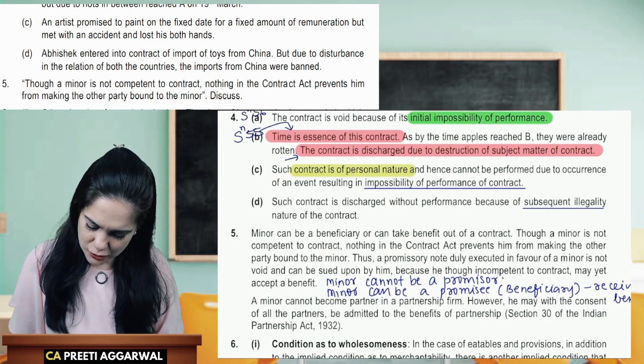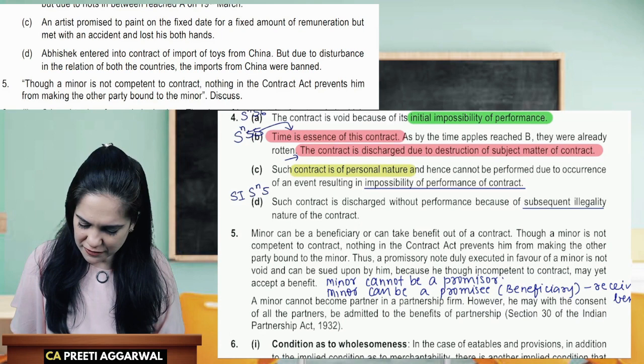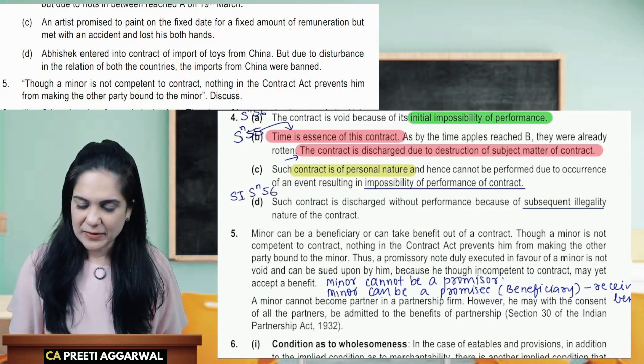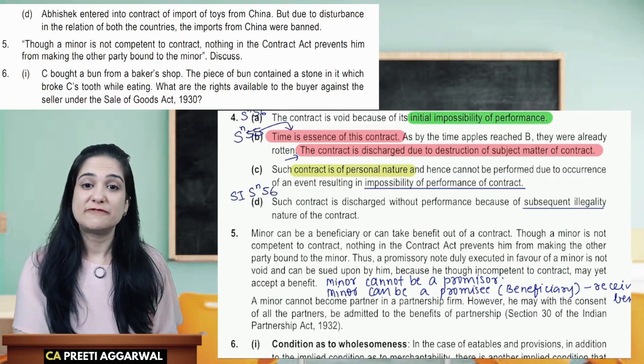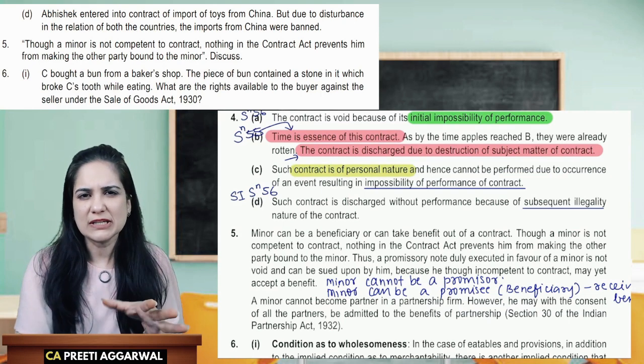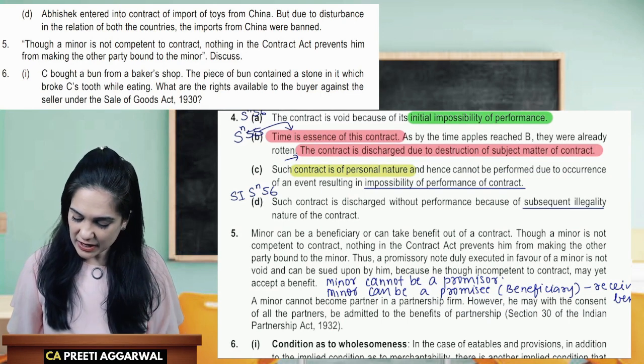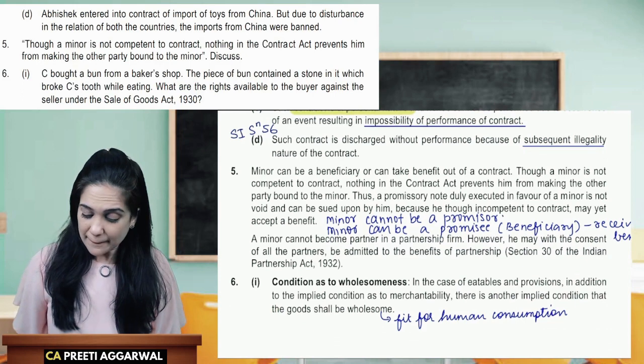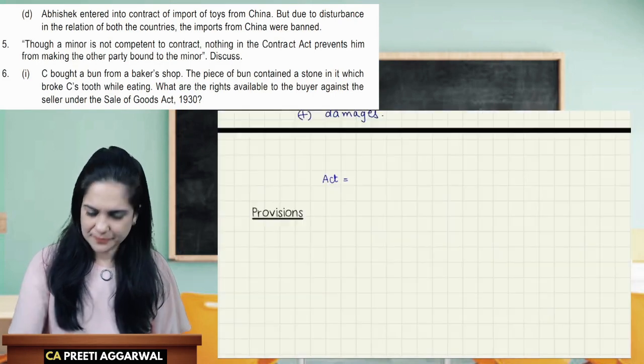So here also we can write supervening impossibility, section 56. Okay, let's now proceed with the fifth question. This is more or less a theory type of question, but still we can write on the pointers. Minor, okay, where is the question?